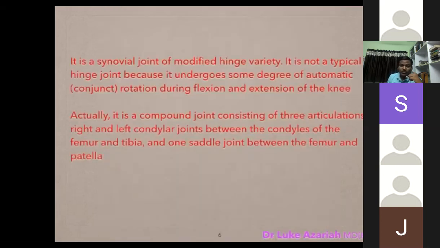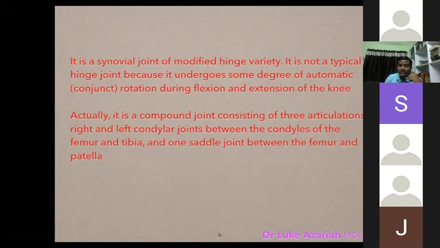Knee joint is a synovial joint of a modified hinge variety. It is not a typical hinge joint because it undergoes some degree of automatic rotation during flexion and extension. Actually, it is a compound joint consisting of three articulations: right and left condylar joints between the condyles of the femur and tibia, and one saddle joint between the femur and patella.